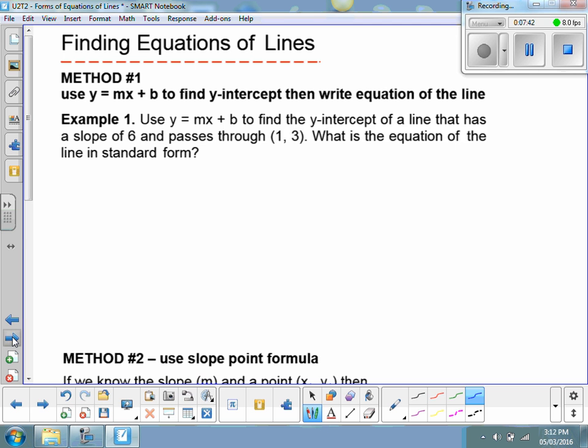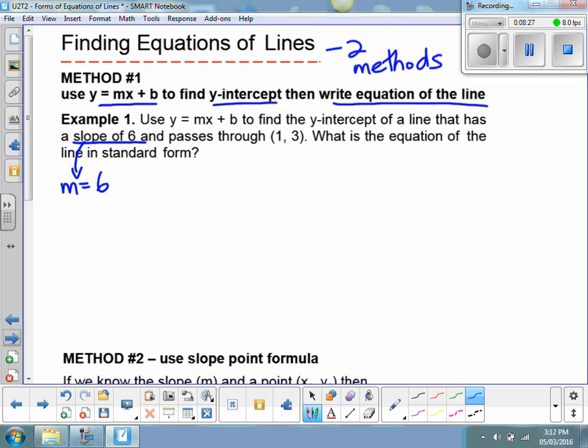Okay, so finding the equations of lines. So we've got two methods for finding the equations of lines. In method 1, we're going to use y equals mx plus b to find the y-intercept, then write the equation of the line. So example 1 says use y equals mx plus b to find the y-intercept of a line that has slope of 6 and passes through 1, 3. Then what is the equation of the line in standard form? So important pieces of information here. The slope is 6, so I'm going to put down m equals 6.